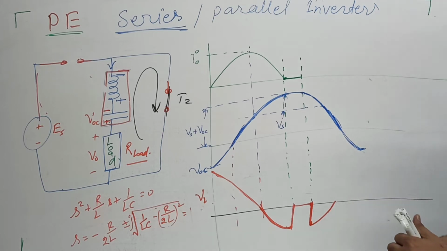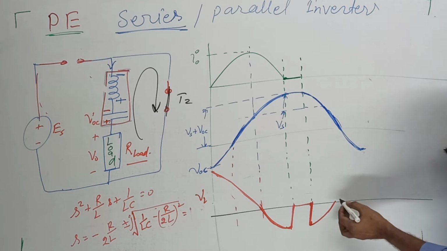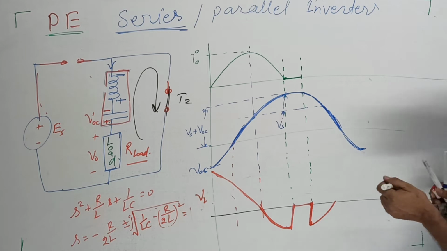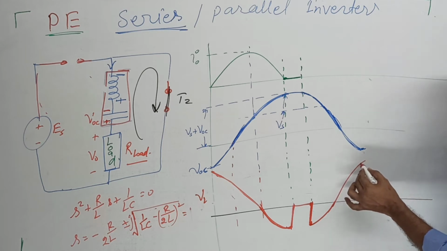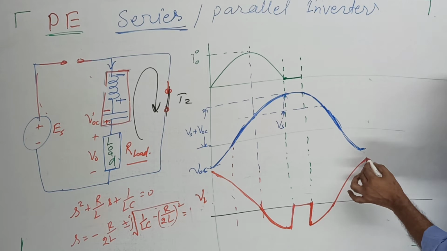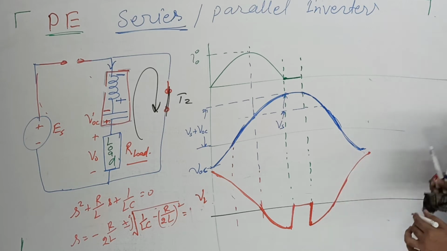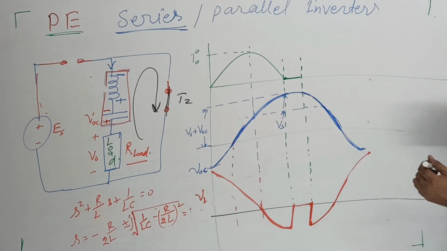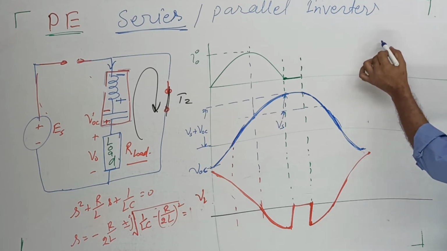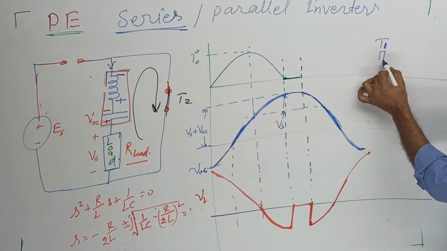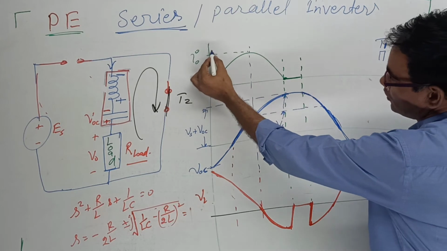This is the capacitor. And what happens across the inductor? Now the capacitor and source voltage both appear across the inductor, so the voltage across the inductor is the higher one. So this is the voltage across the inductor. Now thyristor 1 gets triggered.